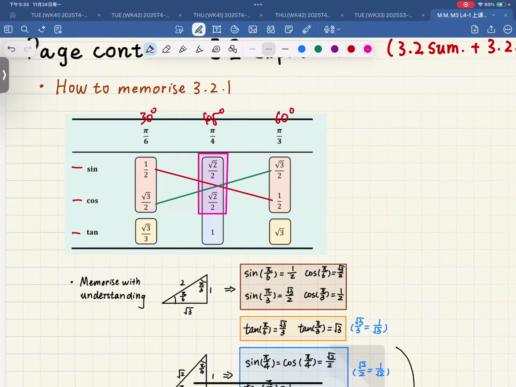For tangent, tangent is a bit special. One is easy to memorize. Then we have square root of 3 over 3 and square root of 3. Tangent is a bit hard to memorize. That's how I memorize them. I hope that could help you to memorize these numbers.